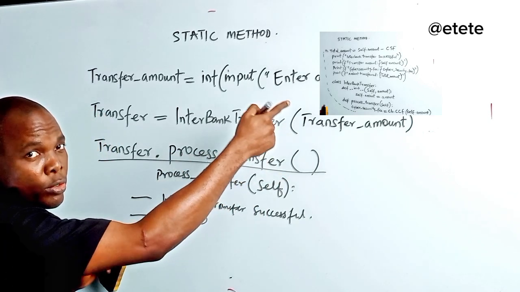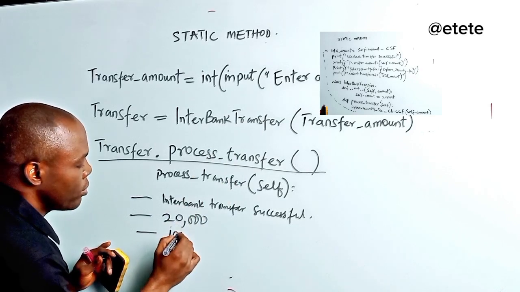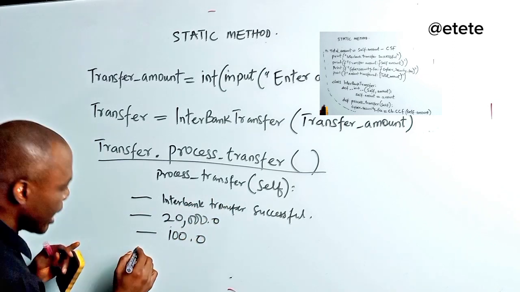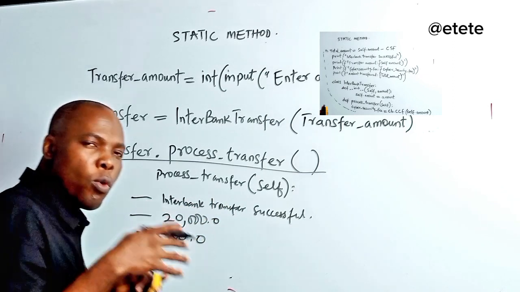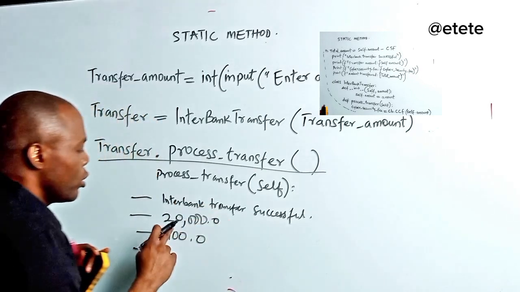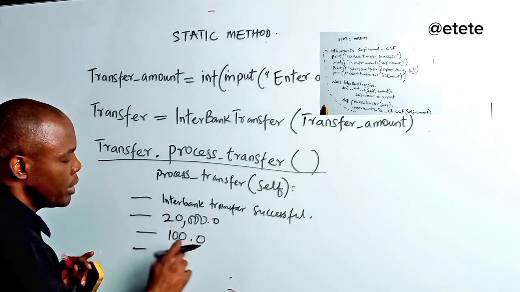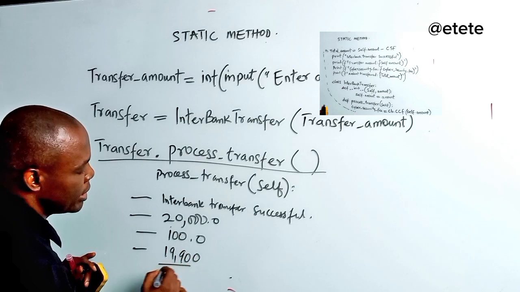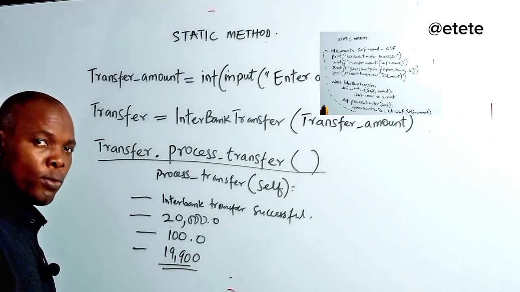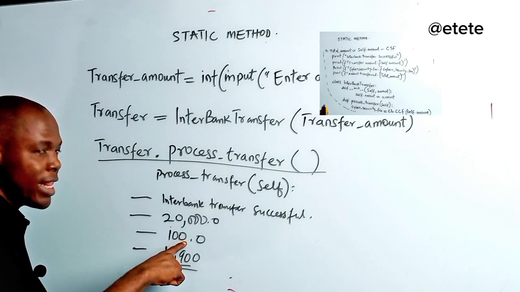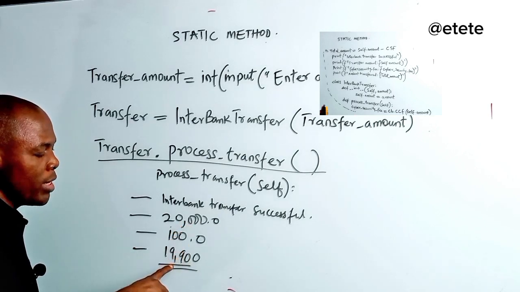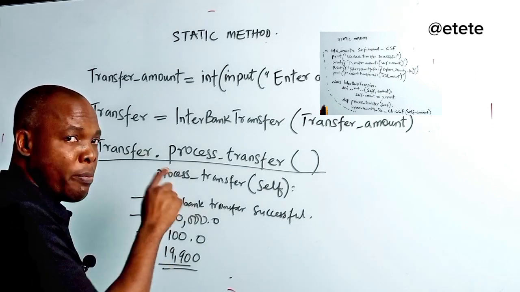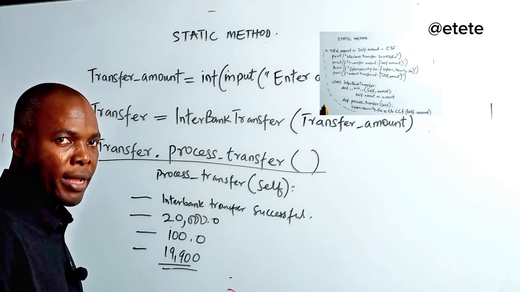0.005 of 20,000, it will print out 100, but it will print it out in float. So this one will be in float. Then it will now print out the last one. What was the eventual amount that was transferred? So 20,000, then you remove 100, so it will remain 19,900. So this is the amount that eventually will be transferred for you, because 100 naira will be removed from 20,000 naira and you'll be left with 19,900. This will be the final amount that your bank will transfer to the other bank.